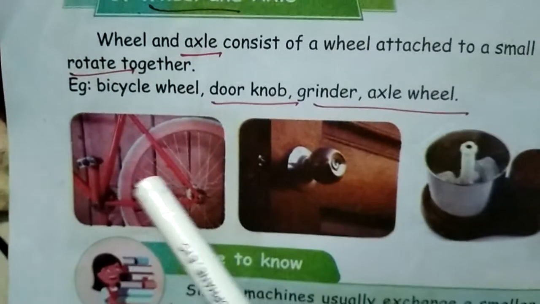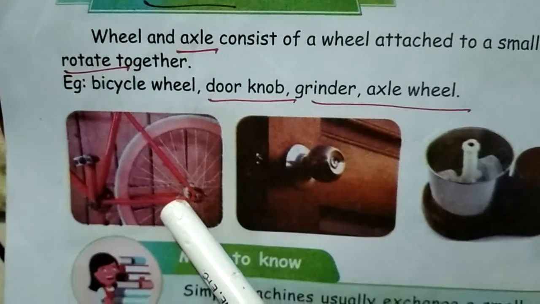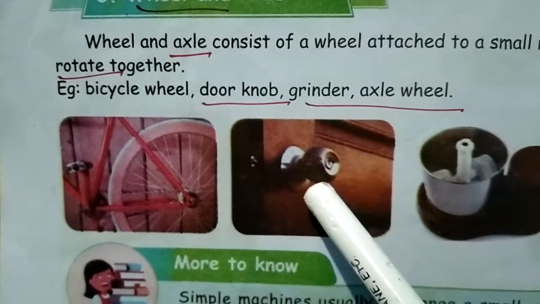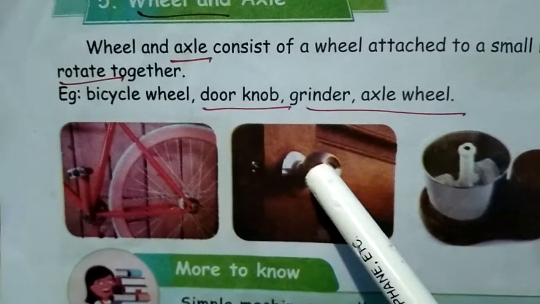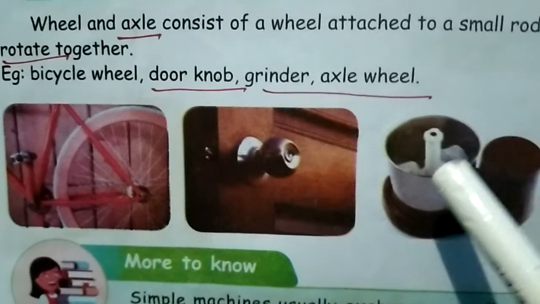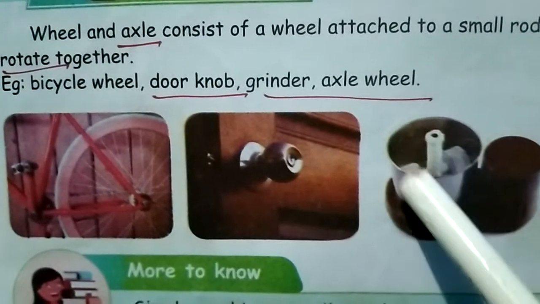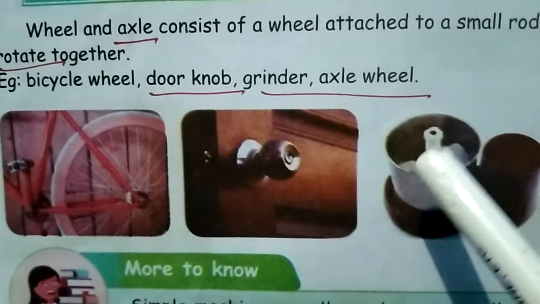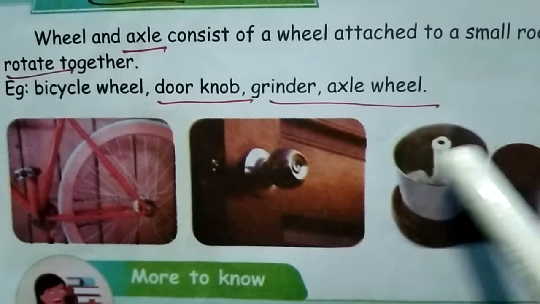So the wheel is rotating. One small rod is connected in between. Okay. Next here, the small rod is connected between the lock and the door, so they are rotating the lock. Here are the two stones. They run in your grinder to grind the flour. So only one rod is attached here to rotate the wheel.